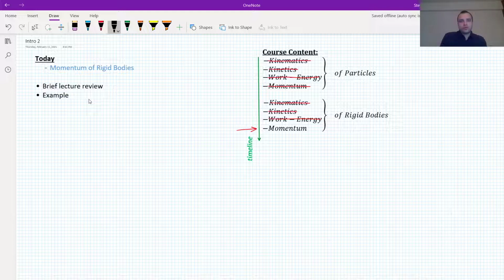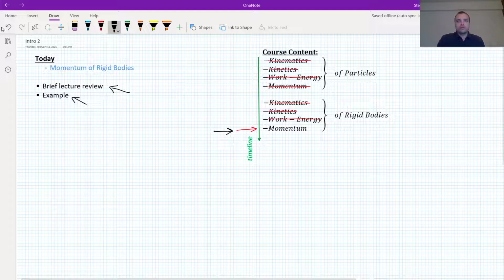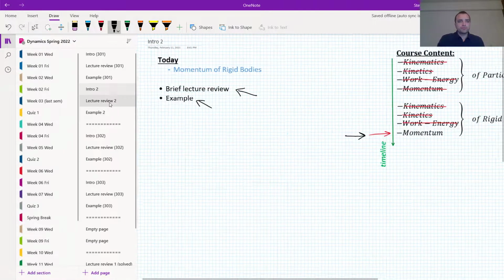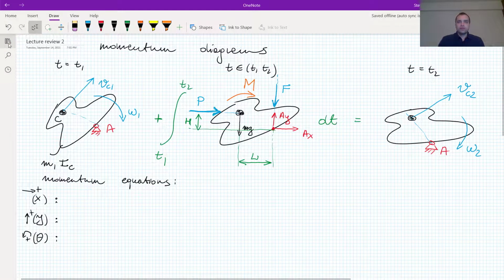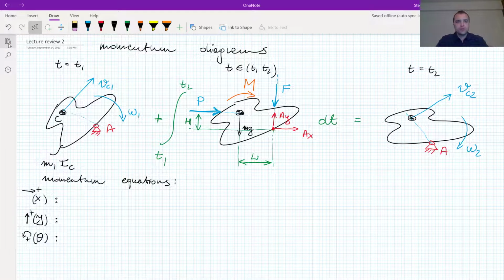In this discussion, we will talk about momentum of rigid bodies, and the plan for today's discussion is a brief lecture review and one example. So without further ado, let's dive straight into our discussion. Let me start with a brief lecture review. As you can see, I prepared something before our discussion.